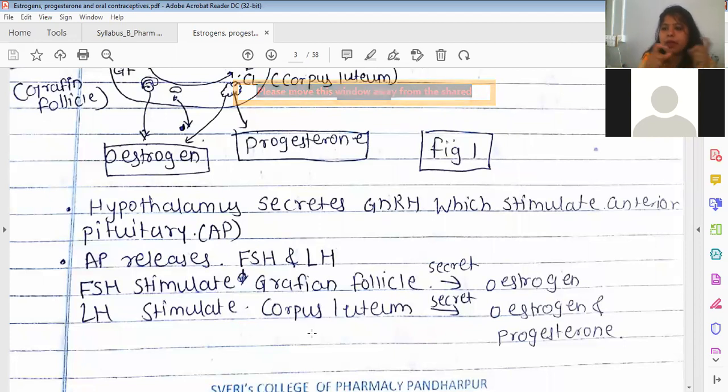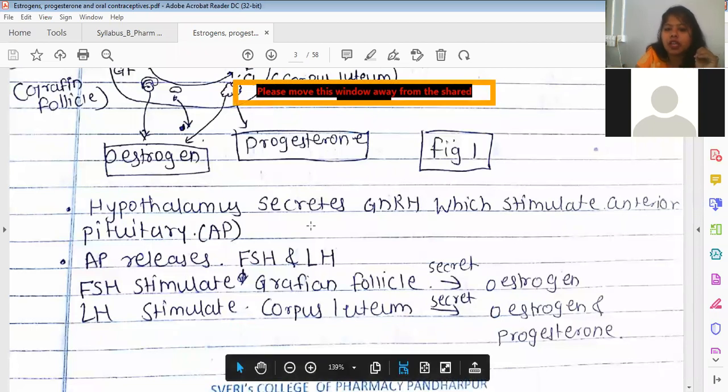Because once the menstruation period comes, at that time there is an equal balance between the estrogen and progesterone during the menstruation period, and once that balance comes, only then does the menstruation cycle happen. Clear everyone?